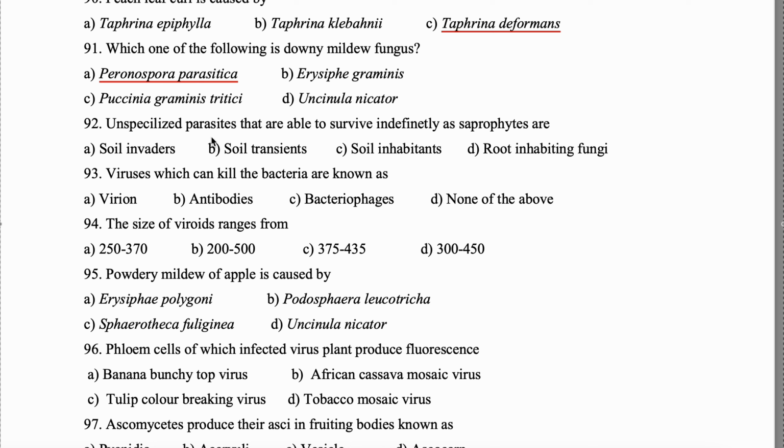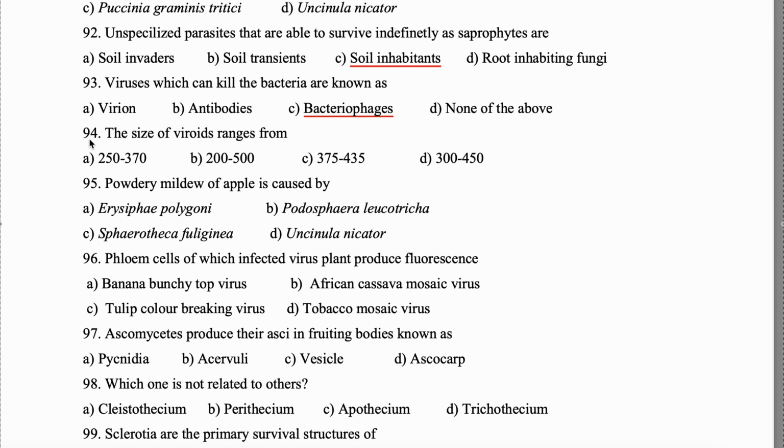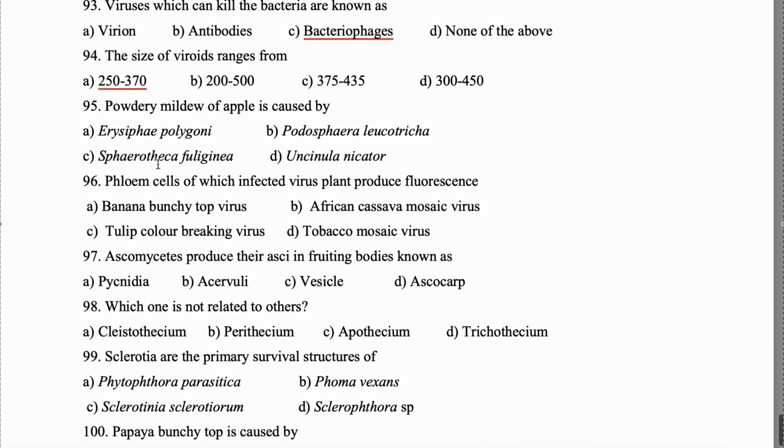92. Unspecialized parasites that are able to survive indefinitely as saprophytes. Indefinitely, by the word of this we can answer, right? The answer is soil inhabitants. Question 93. Viruses which can kill bacteria are called bacteriophages. Question 94. The size of viroid ranges from, according to the options, option A, that is 250 to 370 nucleotides. Okay.